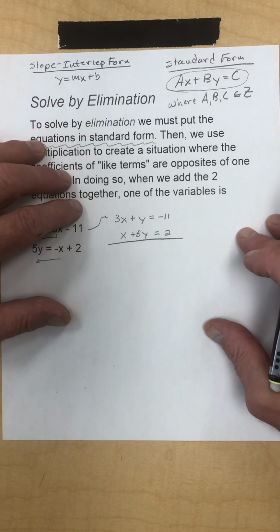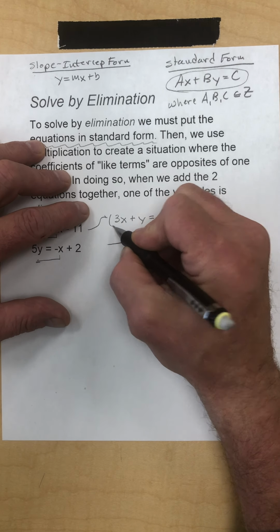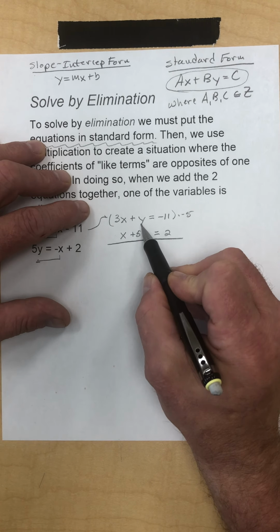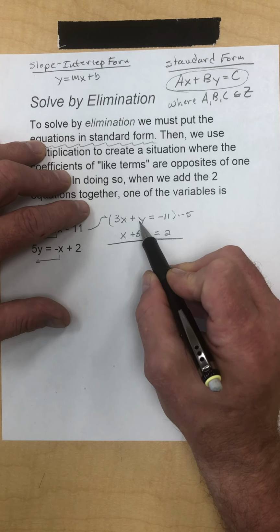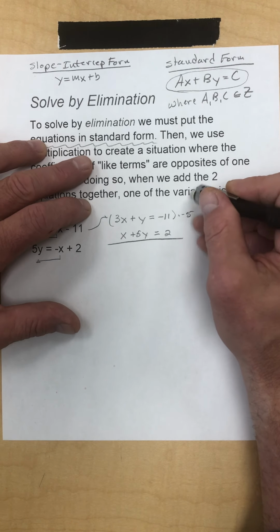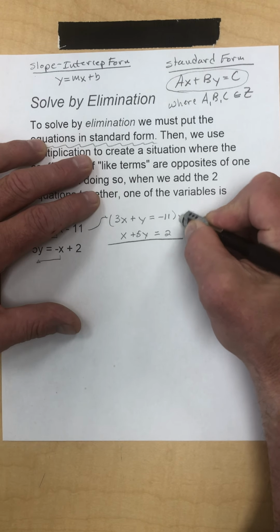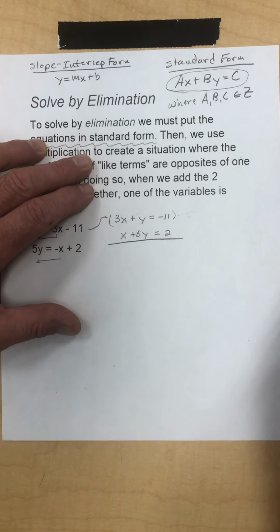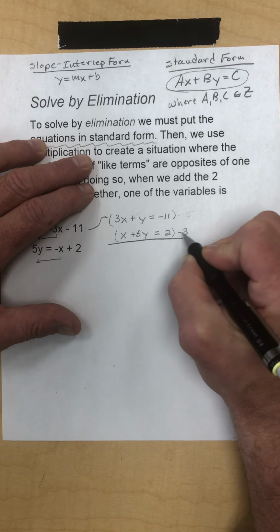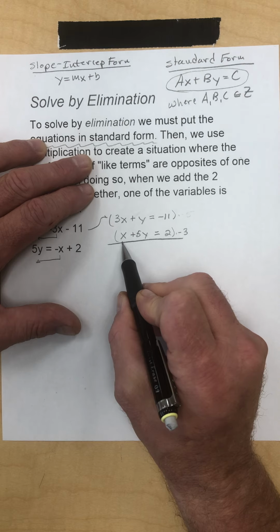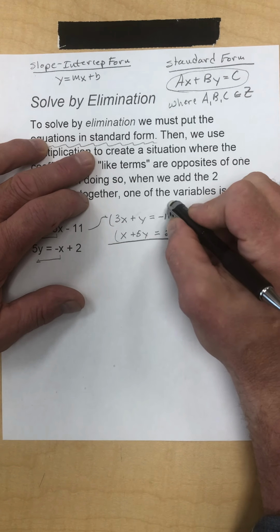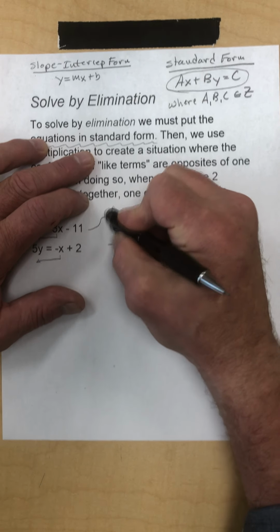So I've got two choices here. I could take the top one and multiply by negative 5, because that'll make this a negative 5y. And when I add down, negative 5y plus 5y is 0, and the y's go away. Or I could take the bottom one and multiply it by negative 3, and that'll give me a negative 3x. Then when I add, 3x plus negative 3x is 0, and the x's go away. I'm going to do it this way.